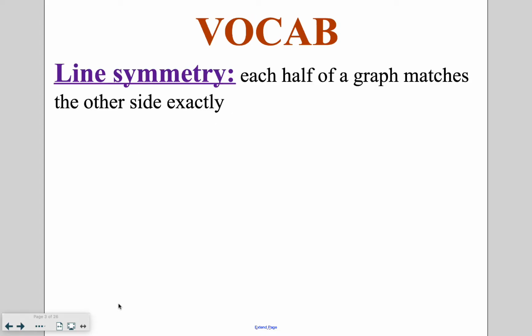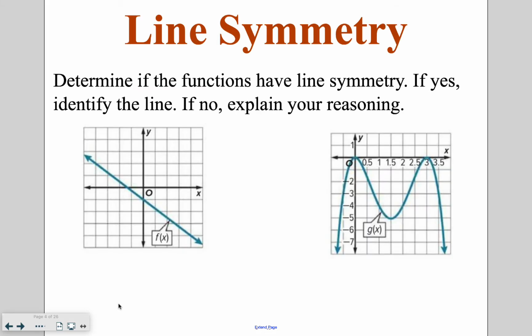So we're going to start with the symmetry piece. Line symmetry means that each half of the graph matches the other side exactly. So think of it as the left side of the graph is an exact mirror image of the right side of the graph. So our first job is to decide if these functions have symmetry, and if they do, we need to identify it. If they don't, we need to explain that they do not have that.